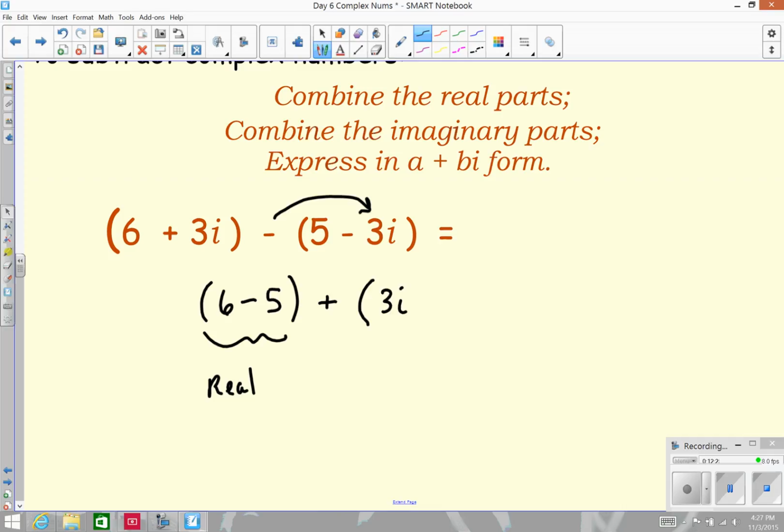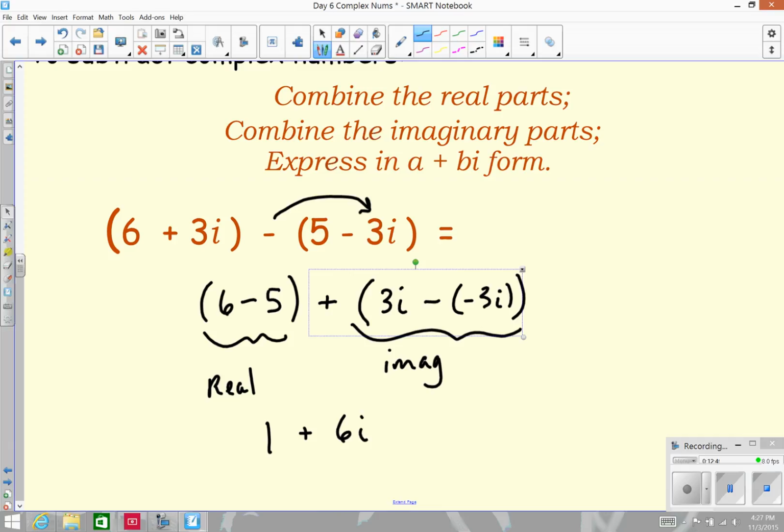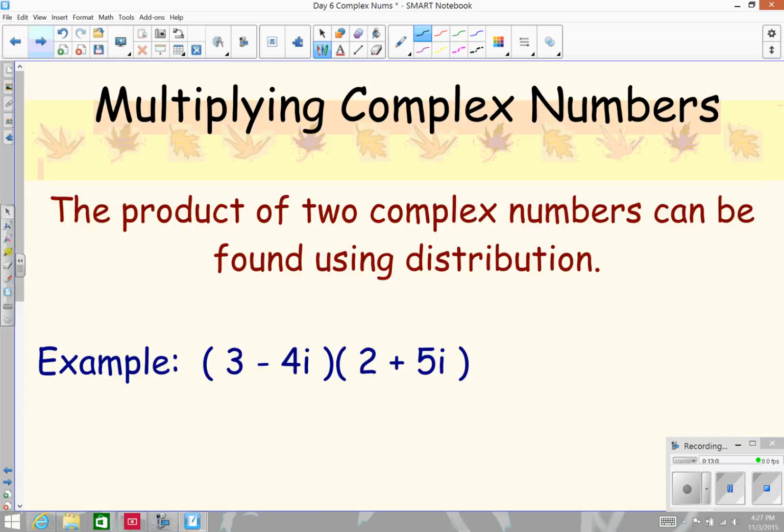So I've got 3i subtracting a negative 3i. So this now is the imaginary part. When I put these together, then I'm going to have 6 minus 5, or 1, plus 3i minus a negative 3i gives me 6i. In this case, I have a real part and an imaginary part to my complex answer. Okay, let's go on to the next page.